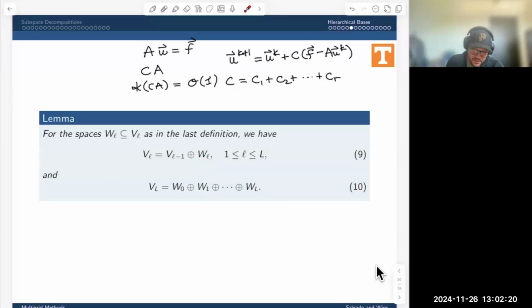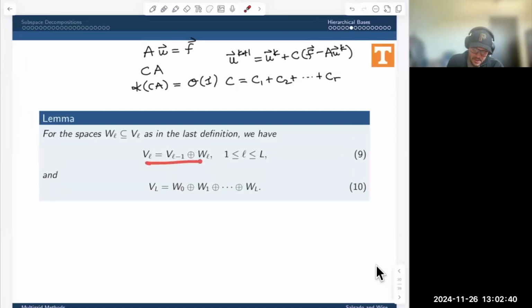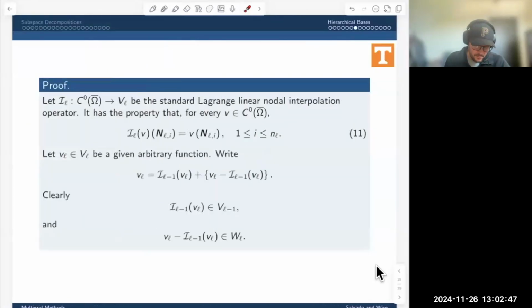If we continue this construction here, what we can show is that VL is equal to a direct sum of W0, W1, all the way up to WL. All right, so I'll show you how that works. This is the key piece though, so let's see if we can show how this works. I think it's obvious how this decomposition works, but let me show you some algebra that proves it beyond reasonable doubt. So recall that IL is this nodal interpolation operator, and it works like this.